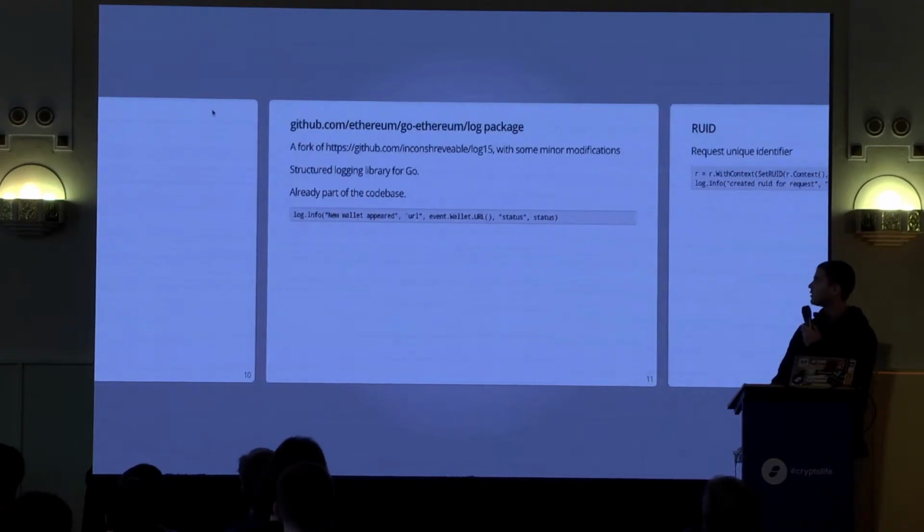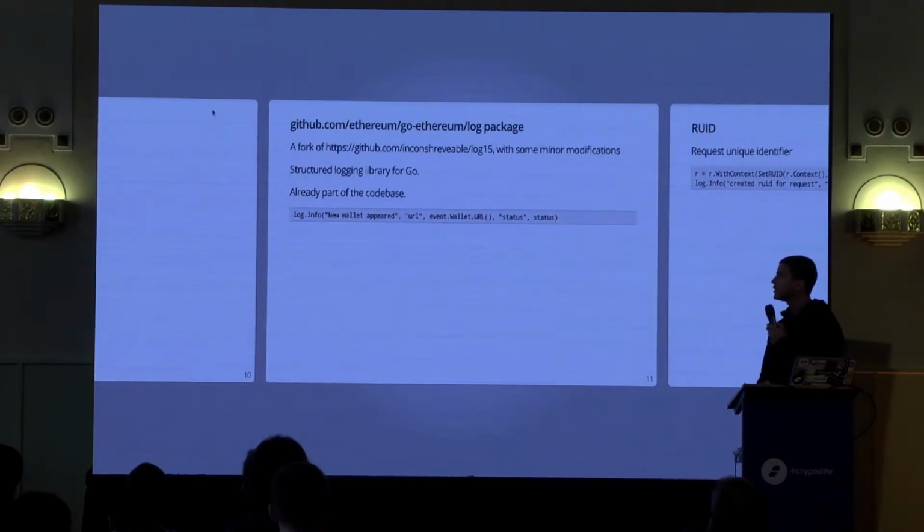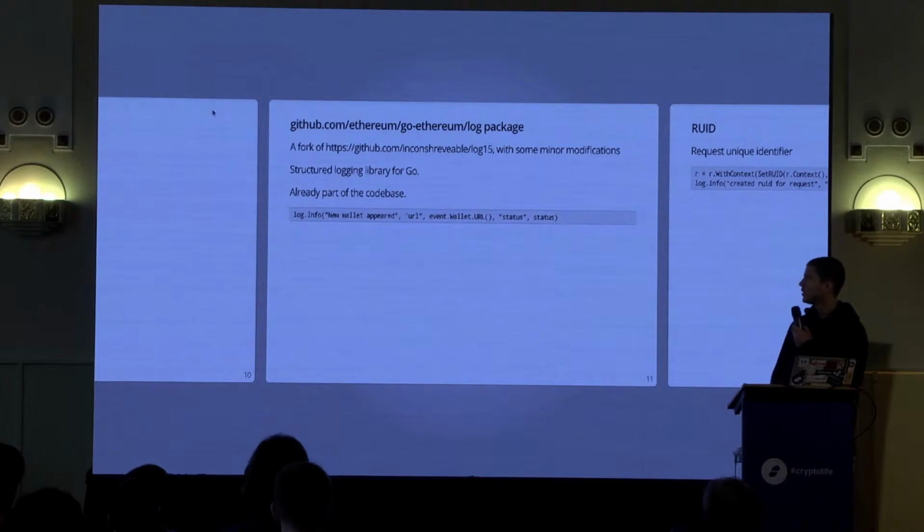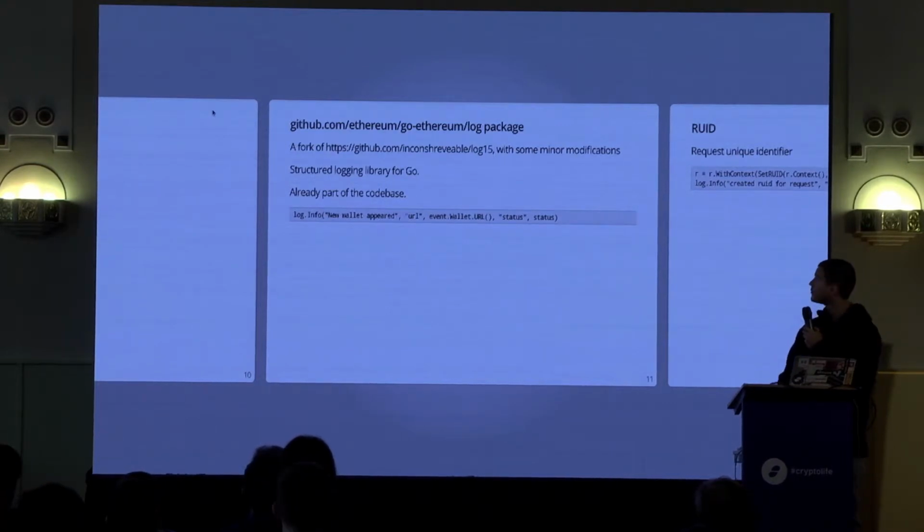So for logs, we are using the Go Ethereum log package, which is a modification of another library. It's a structured logging library for Go, nothing complicated there. It was already part of the code base, it was just that we were getting logs only on the standard out. So we were thinking of a way to aggregate the logs from all the machines so that we have one common view and easy access to our logs. So that's pretty clear. There is an example of how you would do it within the Go Ethereum code base, and Swarm is part of that.